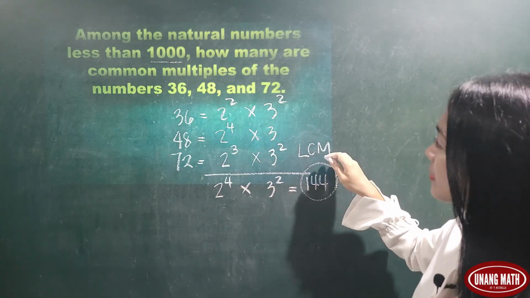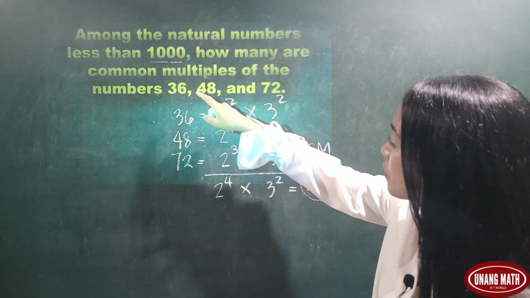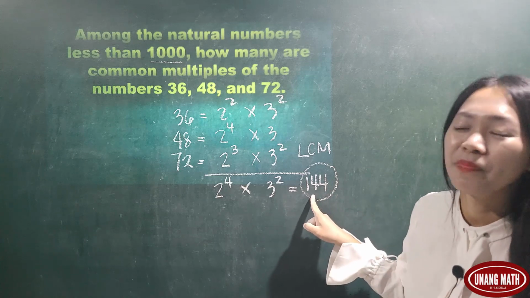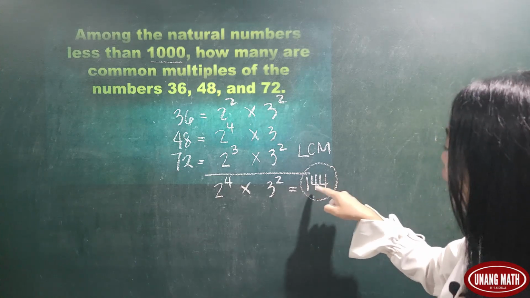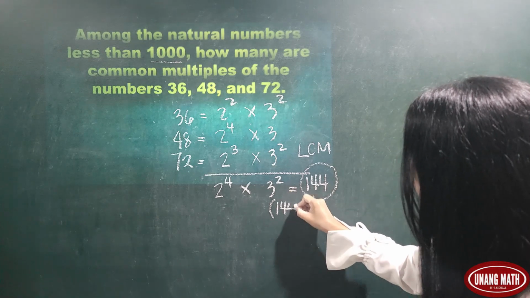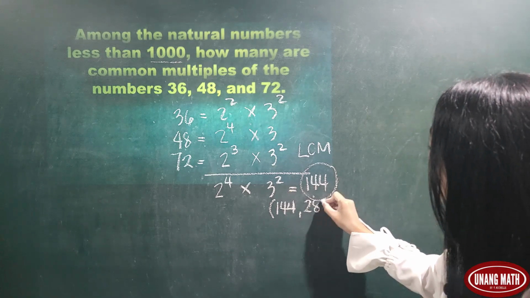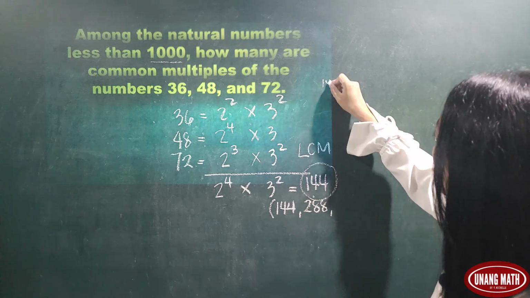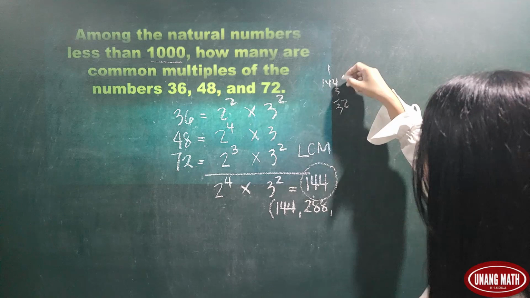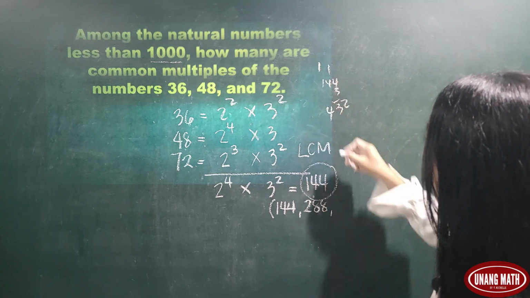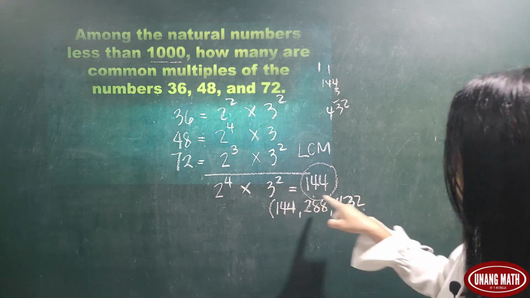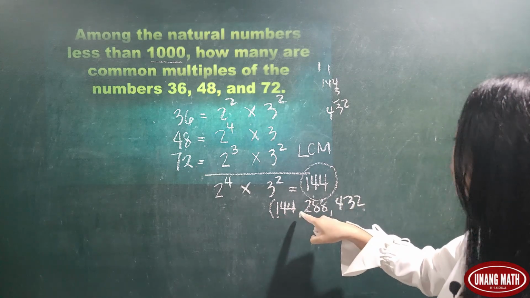Okay, now we know the LCM. We can now find the common multiples of these three numbers. We just need to get the multiples of this 144, the LCM. So what are the multiples? We have 144. Next is 288. Okay, 144 times 3 is 432, or 144 times 4.